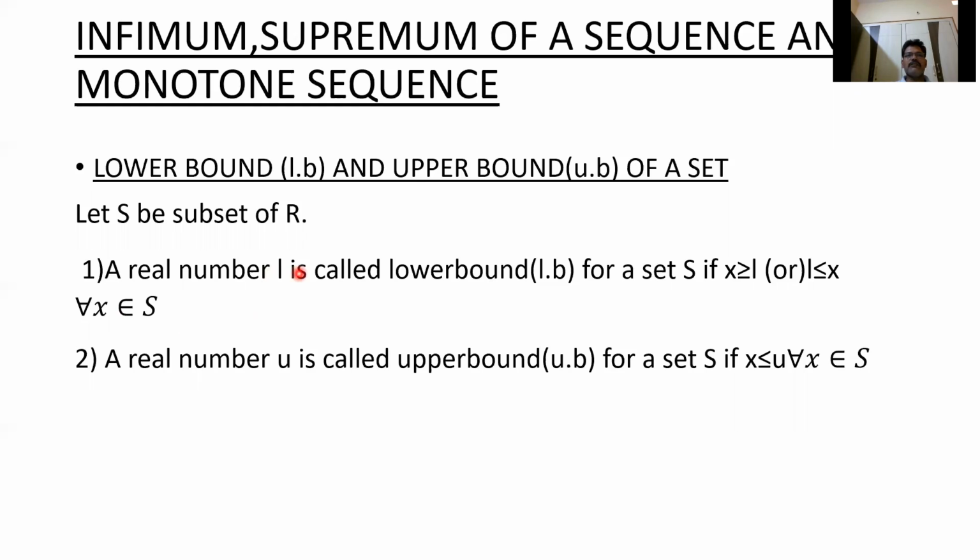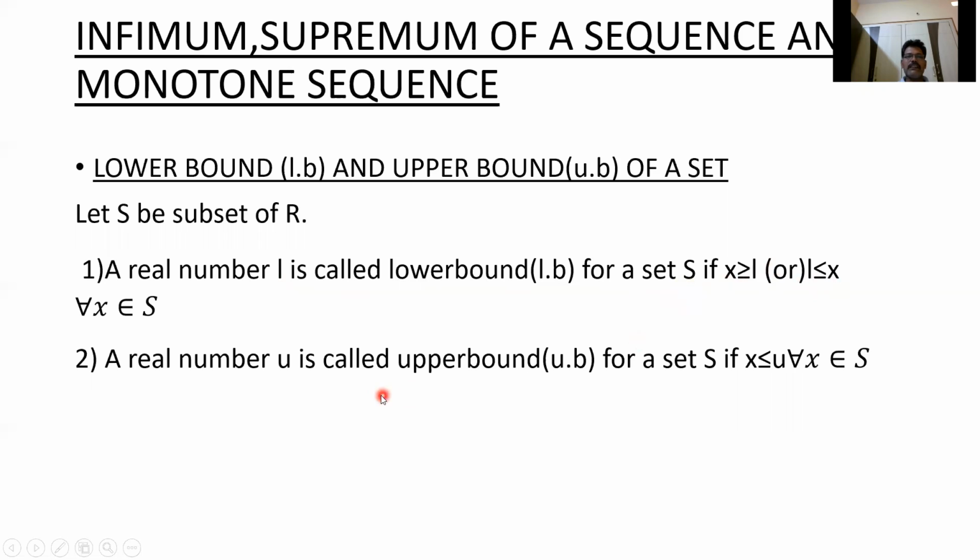What is the meaning of lower bound and upper bound of a set? Suppose S is a subset of R, where R means the set of real numbers. A real number L is called a lower bound for a set S if x is greater than or equal to L, or L is less than or equal to x, for all x belonging to S. That means every number of S is greater than or equal to L. In that case, we say that L is the lower bound.